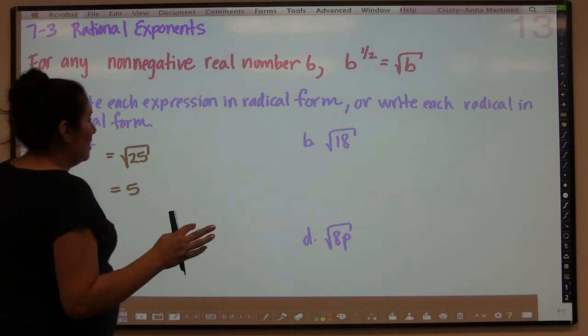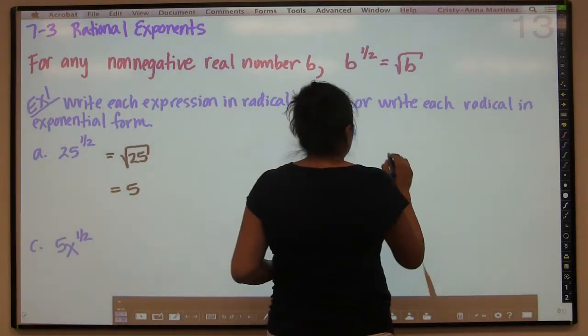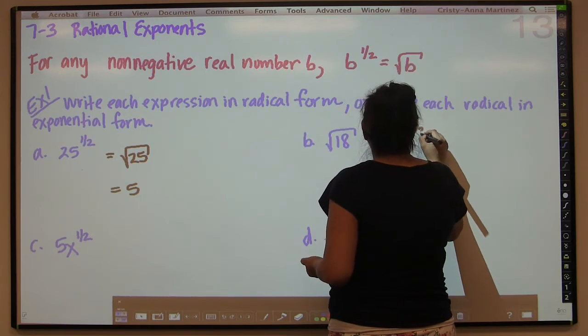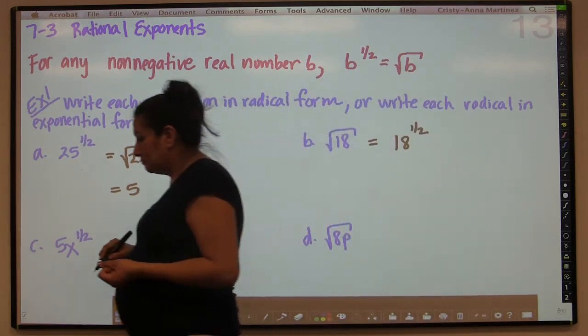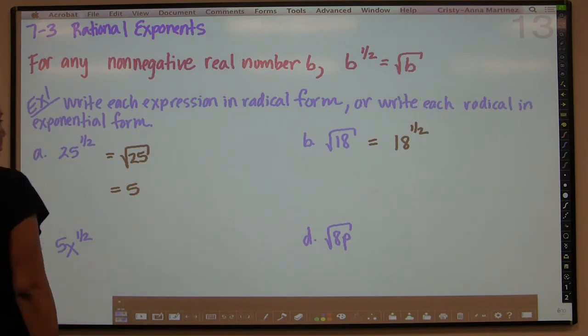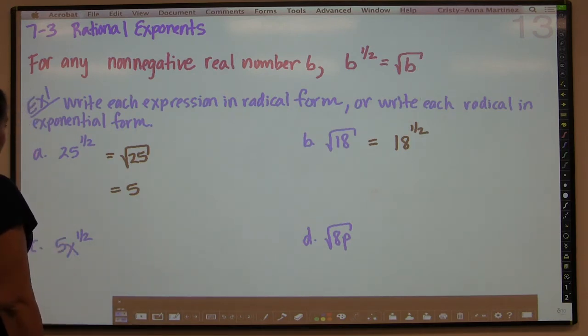In the case of b, it's the square root of 18, and that means they want us to write 18 to the 1/2 power. And since there is no perfect square root of 18, we're just going to leave it like that, 18 to the 1/2 power.